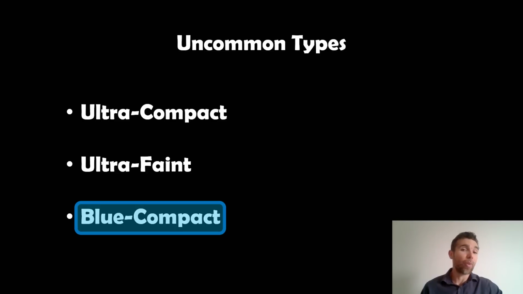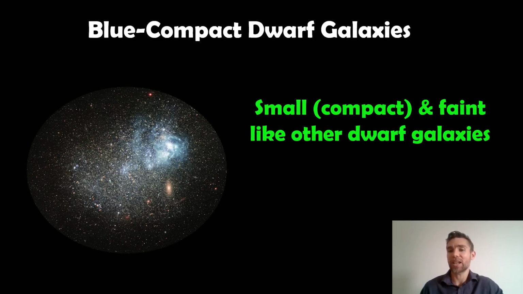Now, there are uncommon types as well, which can be like subtypes of those. And you've got ultra compact ones. These are like really compact ones that look more like a globular cluster. Ultra faint ones, again, the clue's kind of in the name here. They're going to be ultra faint. And then you've got blue compact dwarf galaxies, which I'm going to just cover on the back end of this video here.